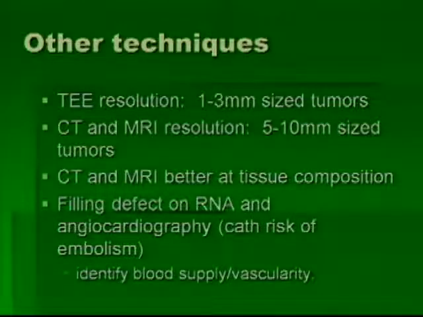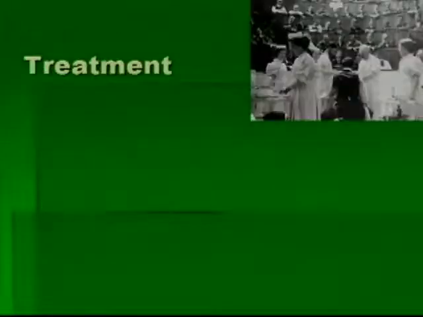The other thing that we can use, although using less now that there are concerns about radiation, is filling defects on radionuclide angiography and also angiocardiography. Of course, there is the risk that when you put a catheter near a thrombus, it's going to go somewhere. But angiography can help us identify blood supply and the vascularity of a tumor.